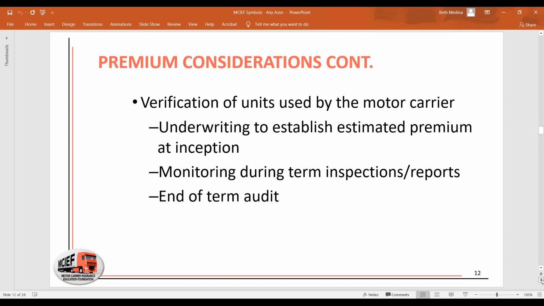So it's important to verify the units used by the motor carrier. This is how the underwriter established the estimated premium at inception. During the policy term, they also monitor the vehicles the insured uses by the vehicles that are reflected on the roadside inspections or on any kind of reports that are required. And at the end of the policy term, in most cases, the insurance carrier has a right to come and audit those areas of potential premium exposure and make any adjustments in premium after the fact.